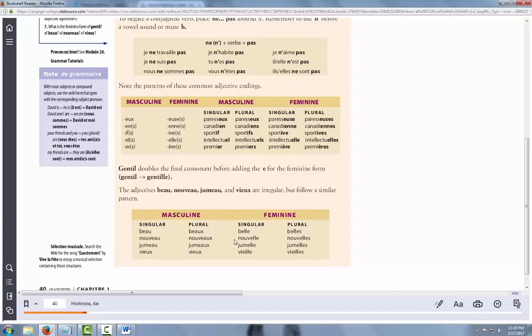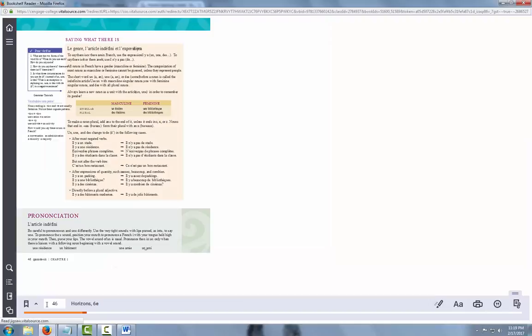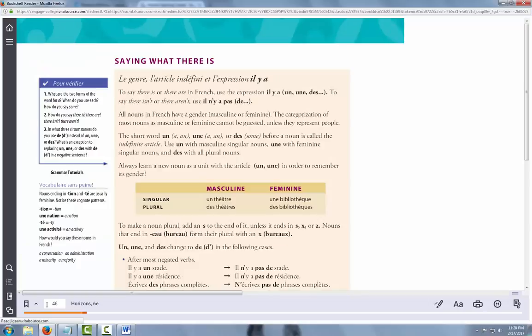Okay? I want now to skip to page 46 to help you out with the gender indefinite articles and the expression il y a. Il y a means there is and there are. So in English you have 2 different ways to say this. There is a car, or there are 2 cars. In French, for once it's simpler in French than it is in English. We're using il y a to say there is and there are. Okay? To say there is not or there are not, use il n'y a pas de.